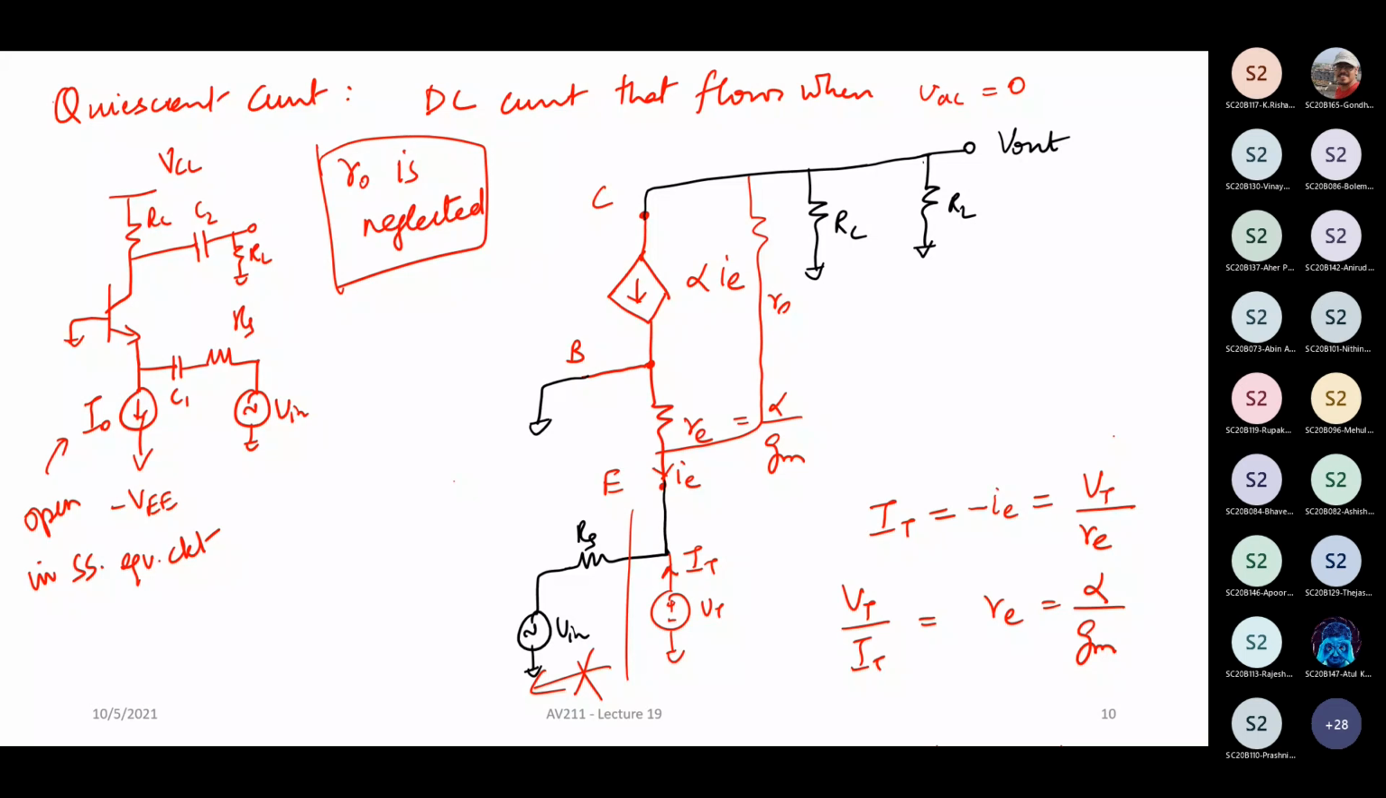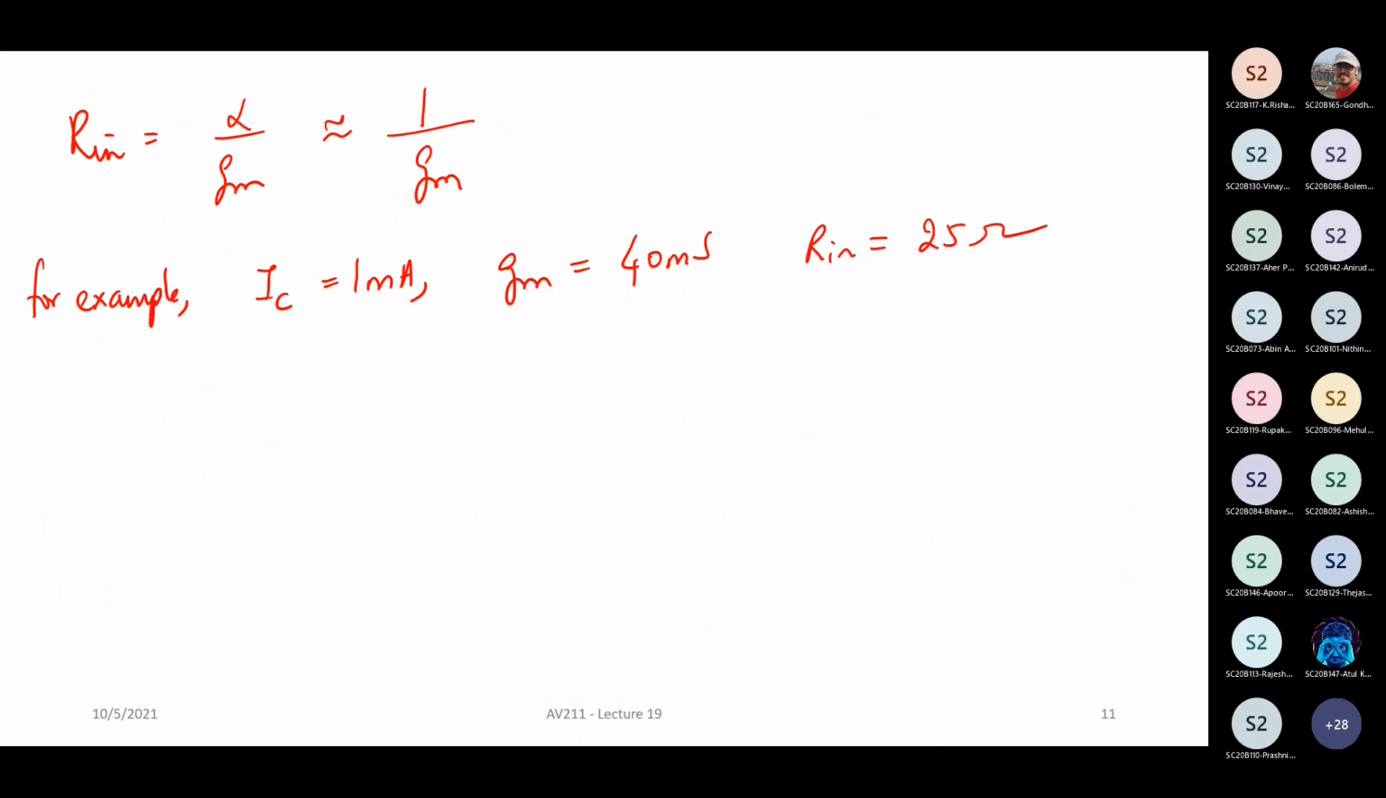Is that clear? You set all the DC to 0, or rather when you do a small signal equivalent circuit, you see whether there is any small signal current flowing through this DC current source. A DC current source cannot take any AC current. So it becomes an open circuit for AC signals, which is why it is left as open and you are connecting only RS and VN. All right. So this is how you basically get it.